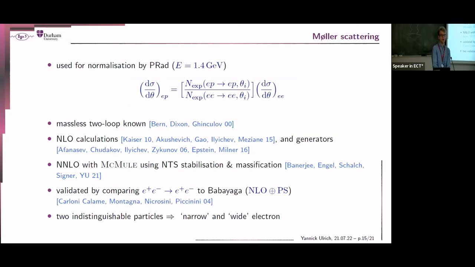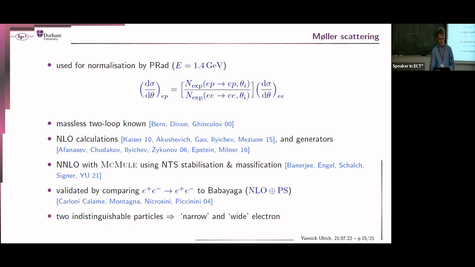I'm not going to talk about why you care because we've heard why you care. Why you care is PRAD. The massless two loop is known since over 20 years. There have been a number of NNLO calculations and a number of generators. And in McMule, we do it at NNLO using NTS stabilization, next-to-soft and massification, stuff Adrian spoke about. We've validated this by comparing to e+e- to e+e-, so Bhabha scattering, and we've compared to a code called BabaYaga, which is NNLO plus parton shower.